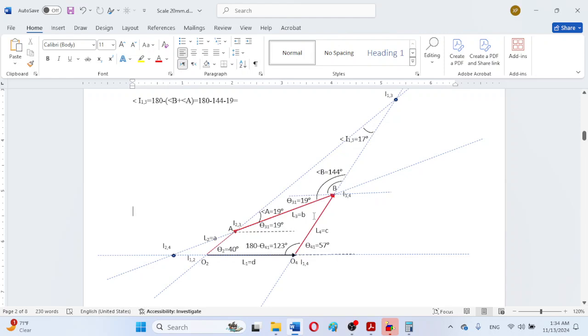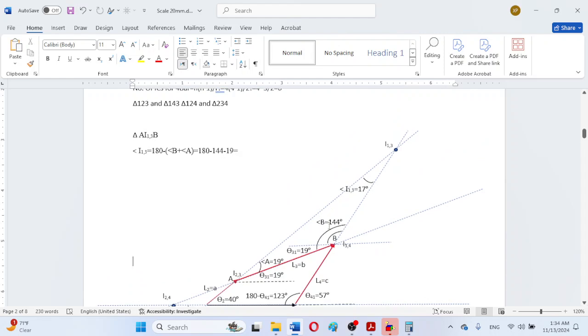So in this way the angles have been calculated trigonometrically as well as graphically with the help of protractors. After that, there will be a requirement to calculate the length of these sides. In this triangle, angles have been calculated in triangle A, I1,3 and B.